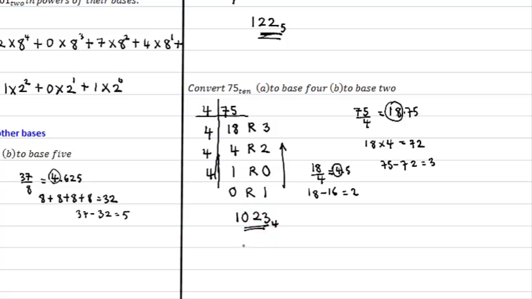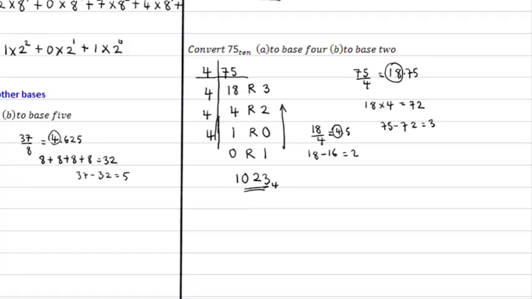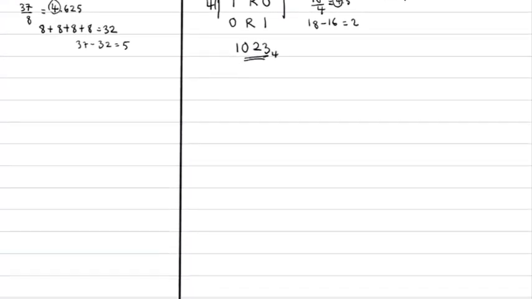Okay, so let's take the last example. Convert 75 base 10 to base 2. So since we are converting to base 2, we are going to put 2. We are going to put 2 here. So our 75 is still here. So 75 divided by 2, that will give us 37, remainder 1.